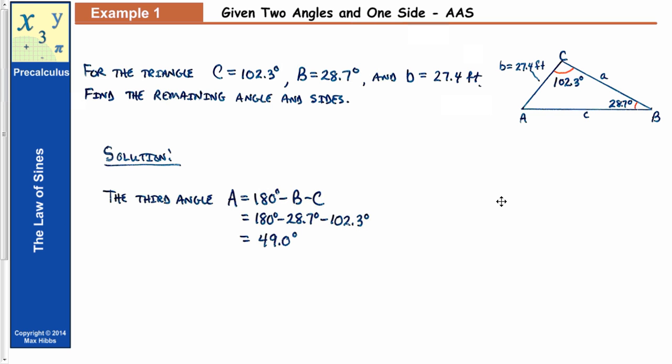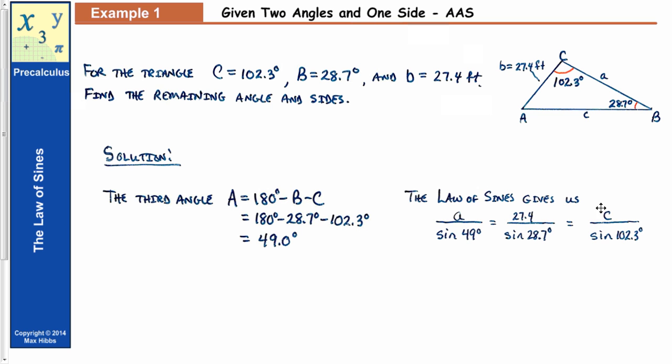So I'm going to use the law of sines here. And what I'm deciding to do in this case is use the relationship A over sine of A is equal to C over sine of C. Now that's the form that I'm using. I've decided I'm going to calculate side A.